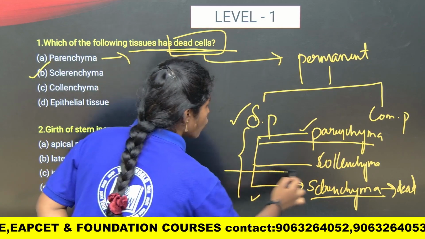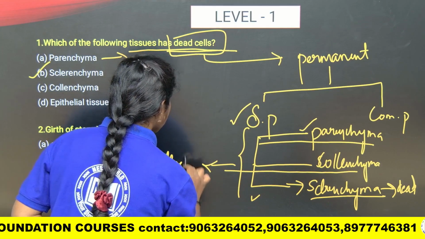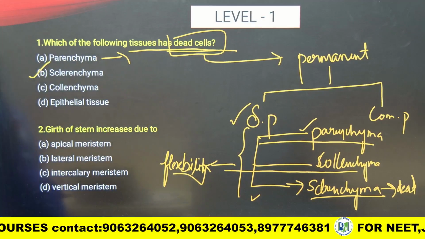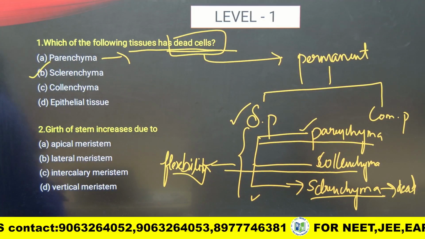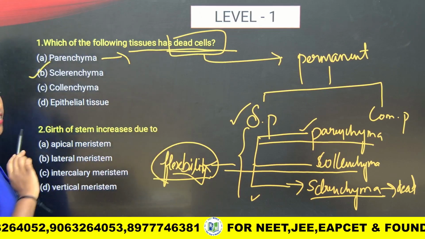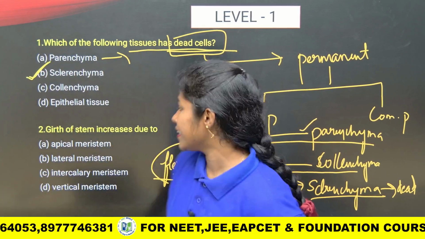So what is the function of collenchyma? It mainly is involved in flexibility, right? So here they are asking about the dead cells. For this question the answer is sclerenchyma, right? Next, see the next question.